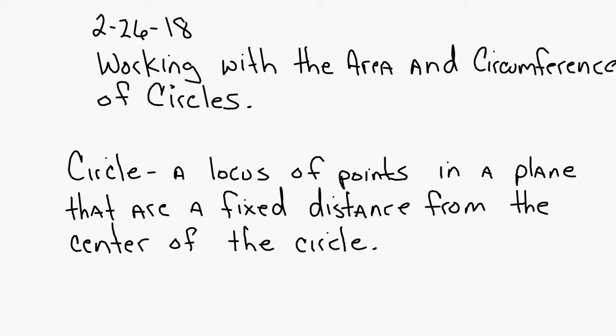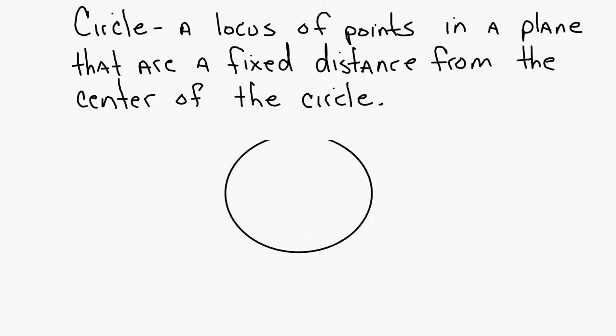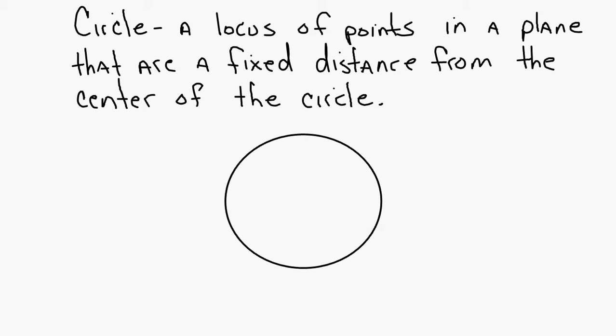What would that fixed distance be called? The radius. Very good, the radius. You got a circle. Circle's got a center. All right, and this line that formed the circle is just an infinite number of points that eventually touch each other. They're all the same distance from the center, and that distance is the radius.